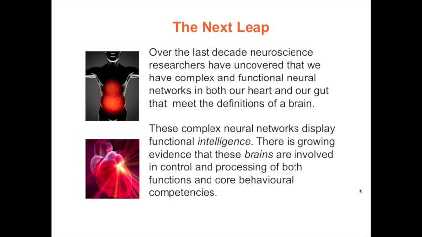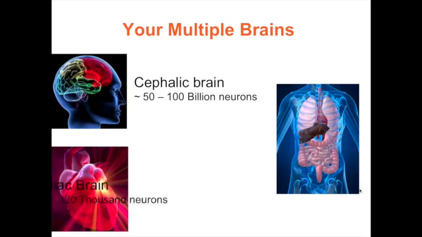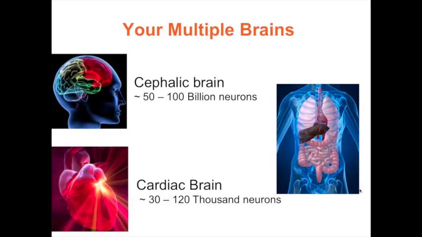It's impacting a lot more. And to give you an idea, the official neuroscience name of the head brain is cephalic brain. It can have between 50 and 100 billion neurons. The cardiac brain can have between 30 and 120,000 neurons. And the gut or enteric brain can have between 200 and 500 million neurons. And you can see from this that the head brain is clearly the most complex and having a major impact on running the nervous system.